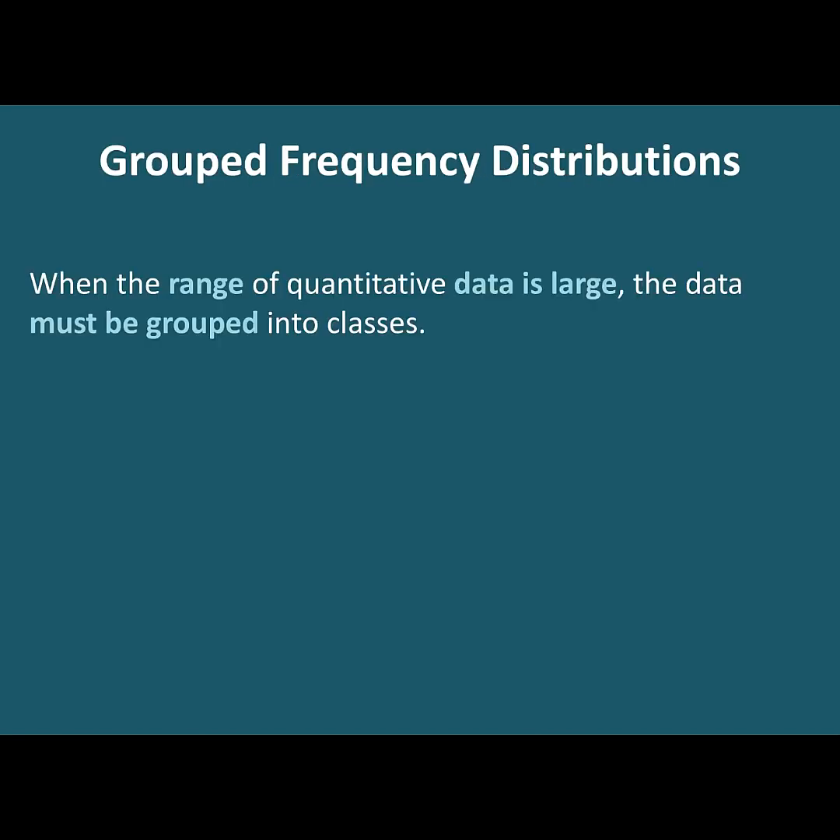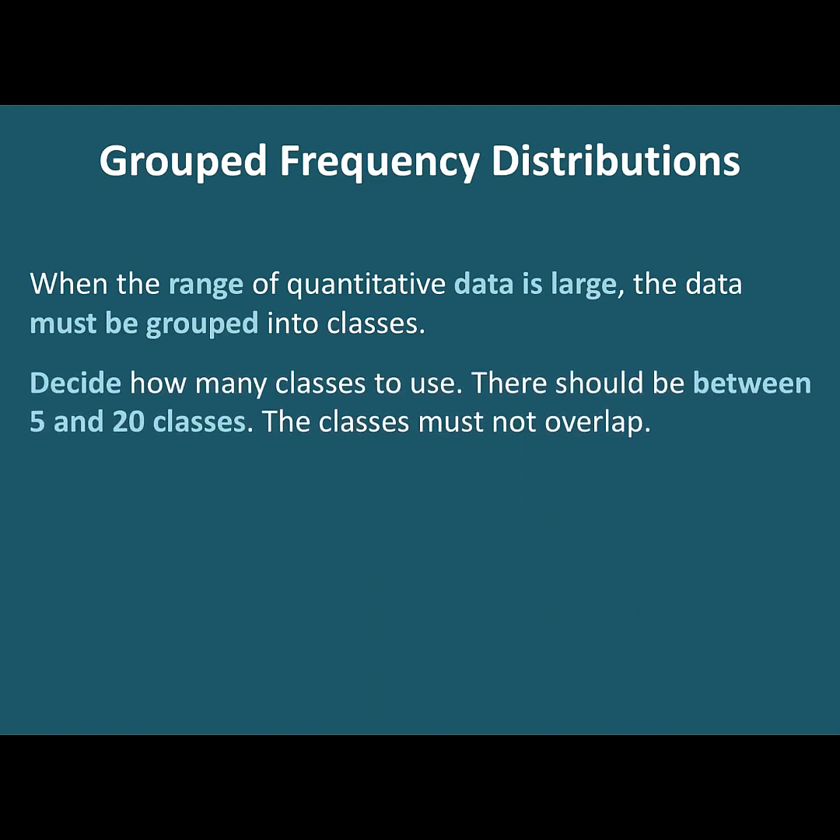Grouped frequency distributions. Now, what happens when the range of quantitative data is quite large? If you have a large set of data, then the data should be grouped into classes. It will be up to you to decide how many classes to use. There should be between 5 and 20 classes. Any less than 5 can be problematic, just as any more than 20 could also be problematic. So try to keep your classes between 5 and 20. And once again, please make sure that your classes do not overlap and that you pick a number of classes that is convenient for you.